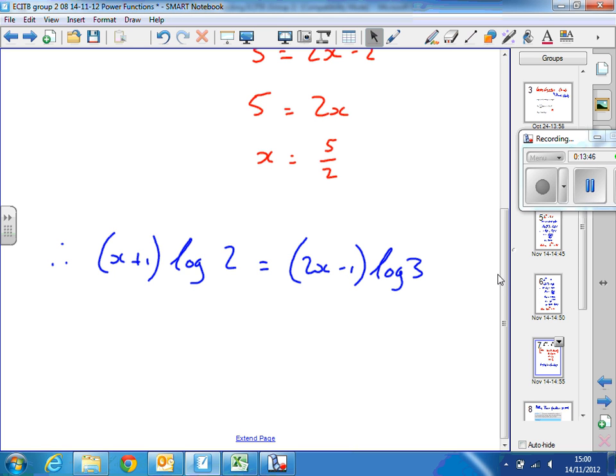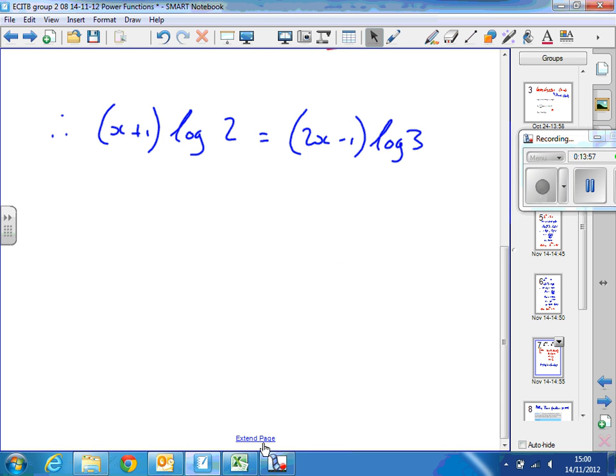At this point, it's worth considering our options and try to make life easy for ourselves in solving this. I could expand out these brackets. x times log 2 to give log 2 times x. Log 2 times 1 equals 2x times log 3 minus 1 times log 3. But the trouble is, log 2 and log 3, we know, because we've done it already, if you work out what they are, they're decimal numbers to many significant figures, and we have to round them. So we're making the calculation a little bit awkward for ourselves if we expand out the brackets.